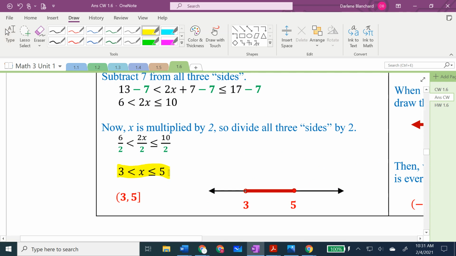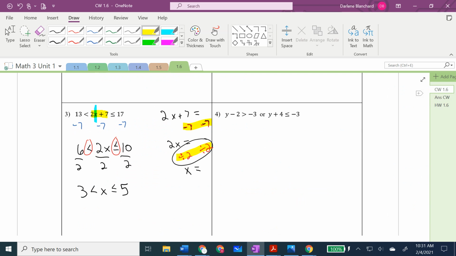So we just saw getting to here. For a final answer, you need the interval notation and you need the interval. Okay. Back over to here. This is two inequalities with the word or in between them. Or means any solution that works for one or works for the other is all good.